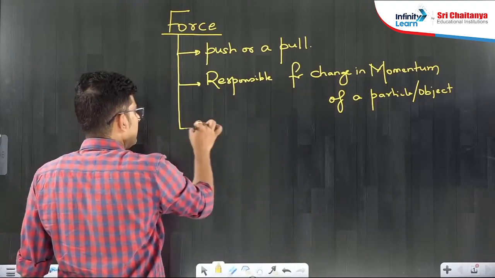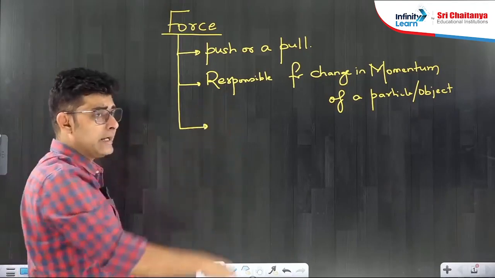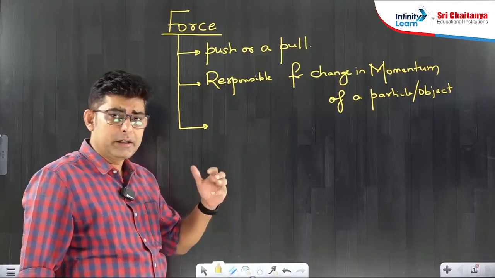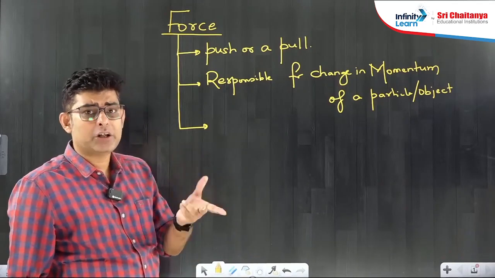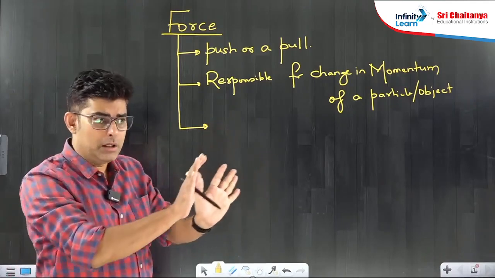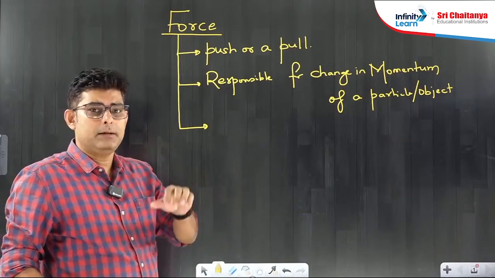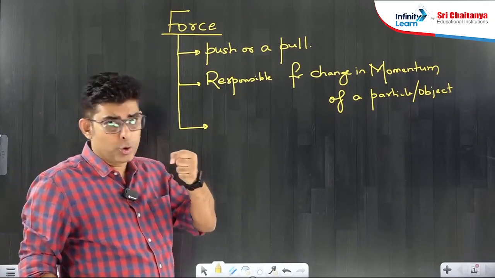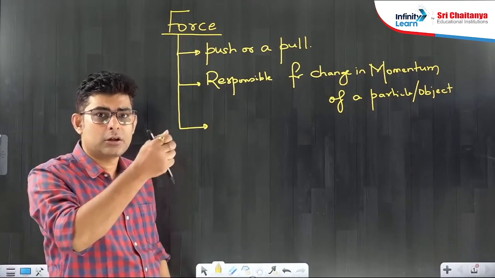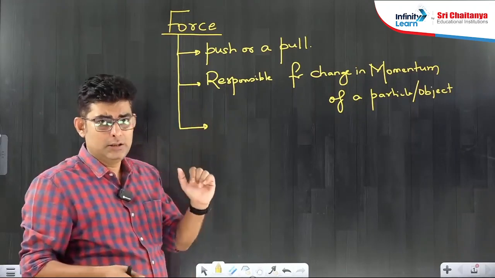Now when we say that it is responsible for change in momentum, what can it do? It can make a body move along a straight line path, it can stop a body, it can make a body turn. Sometimes if you push a box, you will see that it moves straight. But if you apply force on a door, if you pull the door knob or push it, you see that the door does not get carried away with you, it rotates, it turns about the hinge, right?